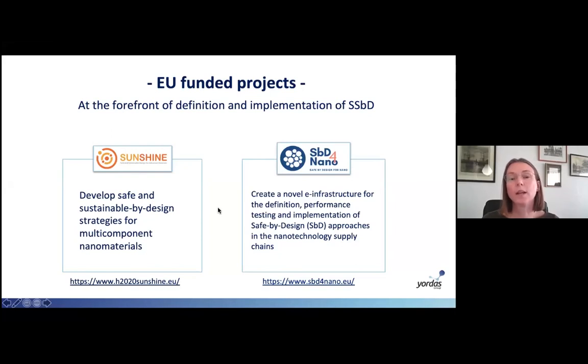because I don't have time to give lots of detail. The other project is called SBD for Nano, or Safe by Design for Nano. And the aim of that one is to create a novel e-infrastructure for the definition, performance, testing, and implementation of safe by design approaches in the nanotechnology supply chains.